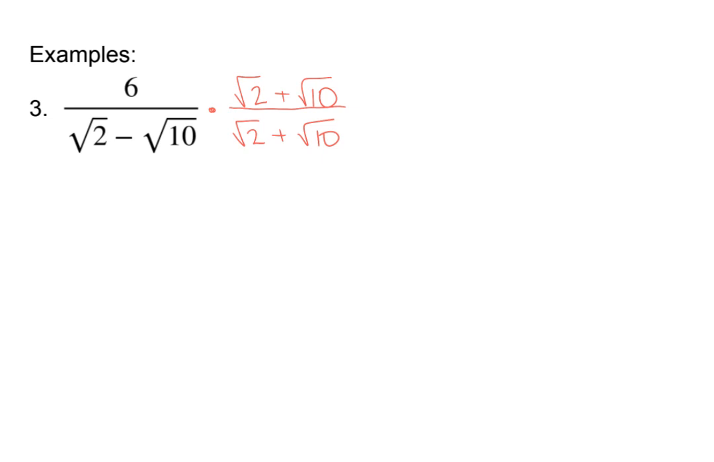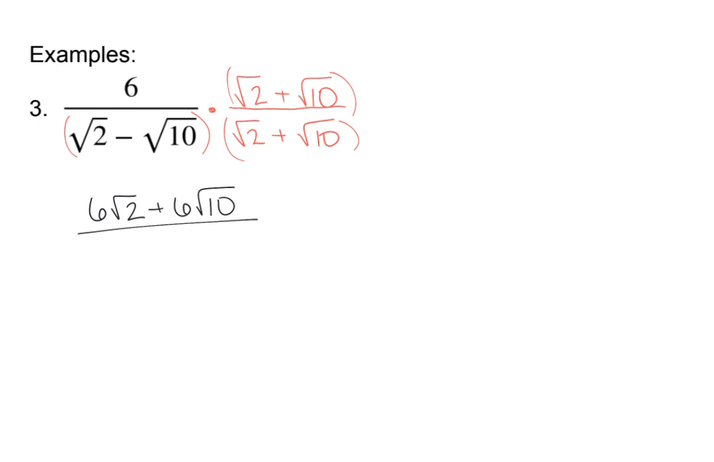So up top, now keep in mind we're going to have to FOIL this down here. We're going to distribute the 6 through up here. So let's go ahead and simplify the top. 6 times the square root of 2 is 6 root 2. And 6 times the square root of 10, 6 root 10. On the bottom, we're going to have to FOIL this.